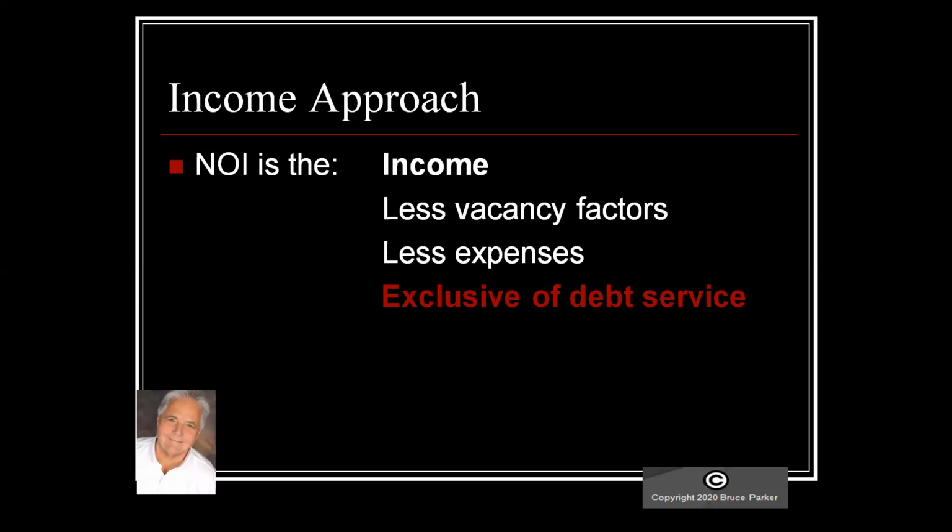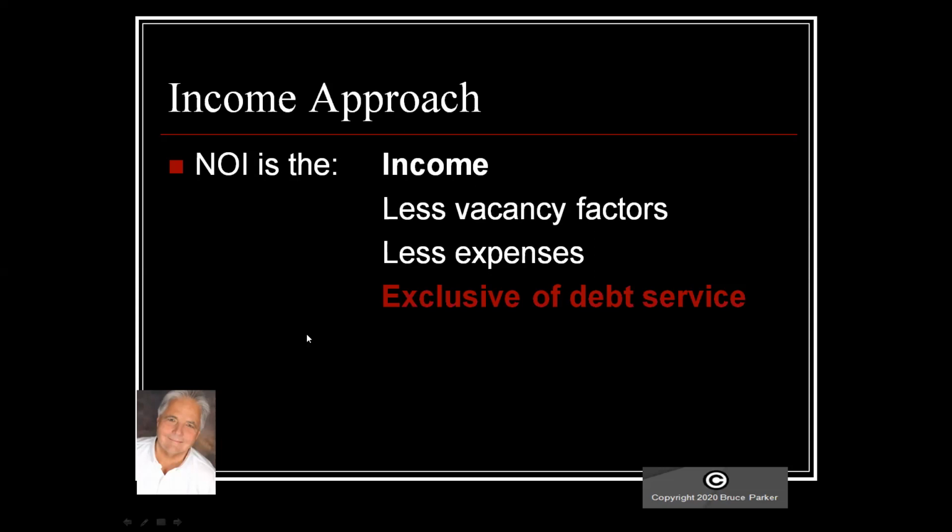Because if you think about it, how much you owe on the house has no relationship to what its value is to me. It has a relationship to your equity, but no relationship to its value. So when we do the NOI, it's income, less vacancy factors, less expenses. And expenses are things like utilities, water bills, insurance, and taxes, but they are not debt service.